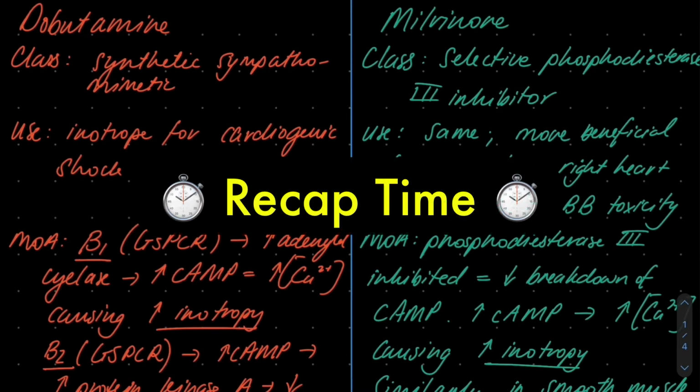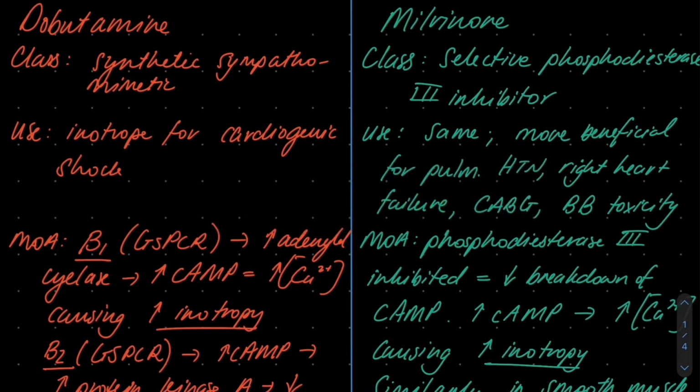Okay, we're at that part of the video where we're going to recap. So, highlighting the major differences here, dobutamine and Milrinone have the same uses, but Milrinone, because of its beneficial pulmonary vasodilator properties, is better in right heart failure and pulmonary hypertension, and it can work for beta blocker toxicity because of its mechanism of action by working as a phosphodiesterase 3 inhibitor rather than at beta receptors.